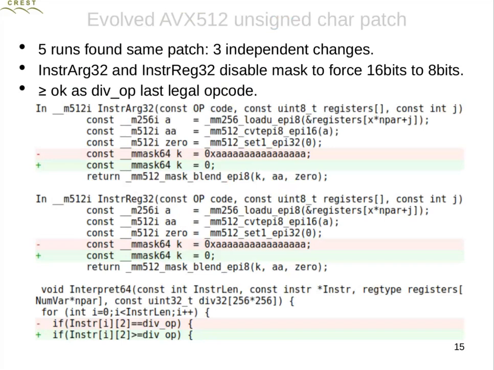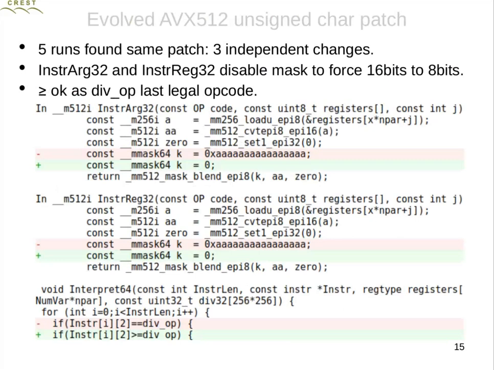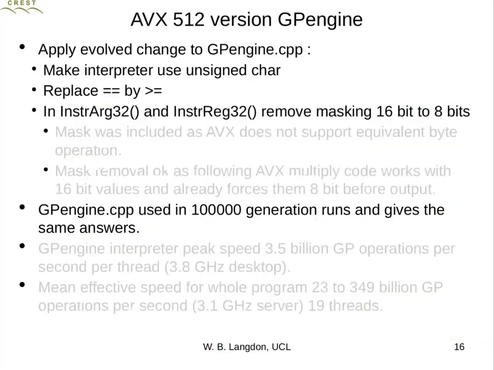So I'm going to skip past that one. Essentially, that is the mutation expressed as a patch found by Magpie. And what we do is we take that patch and apply it to GPengine's interpreter. And first off is Magpie has chosen to use unsigned char.